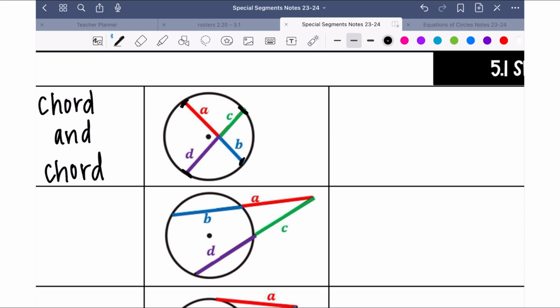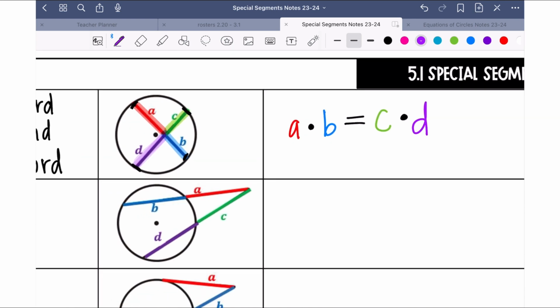So this part of the chord, okay, and I'm going to use that same letter, which is A, times the second part, which is B. So A times B equals the other parts of the second chord. So that would be C times D, which would be here. Okay. C times D. I used the wrong color. C times D. Okay. And so what this is, one chord equals the other chord. Okay, and it's split into those 2 parts.